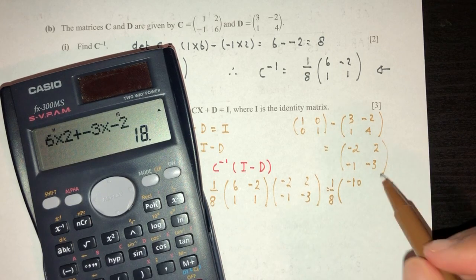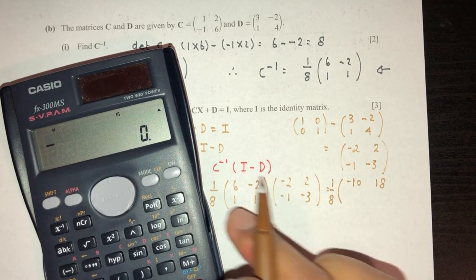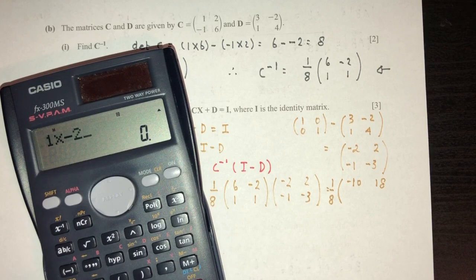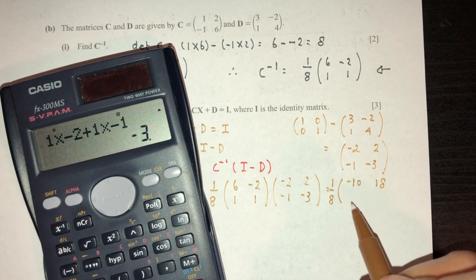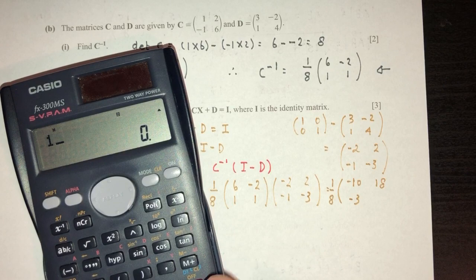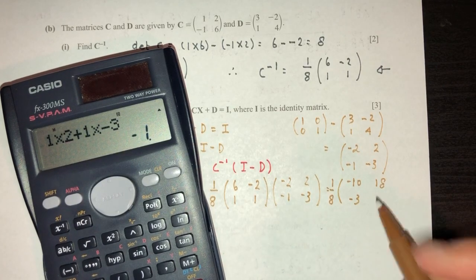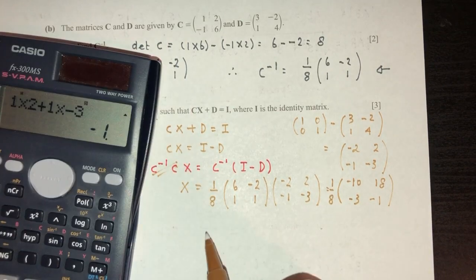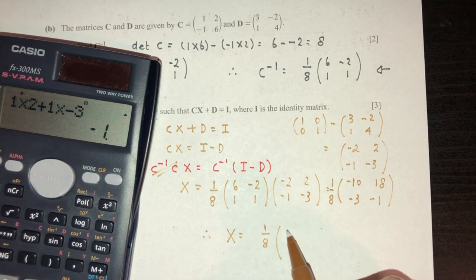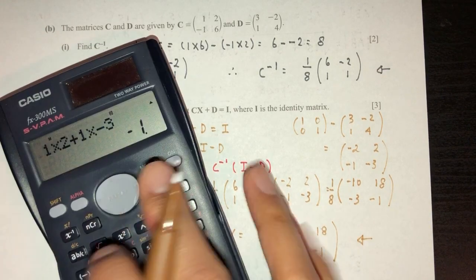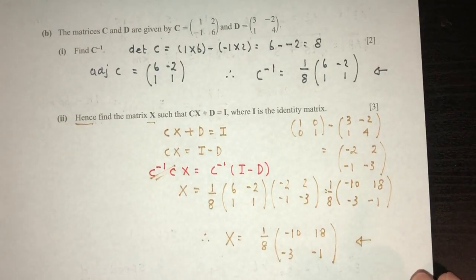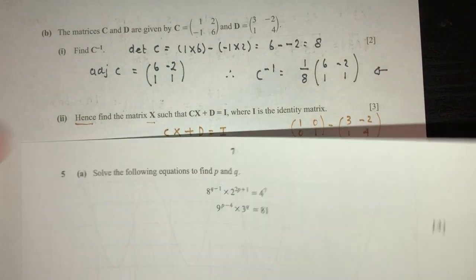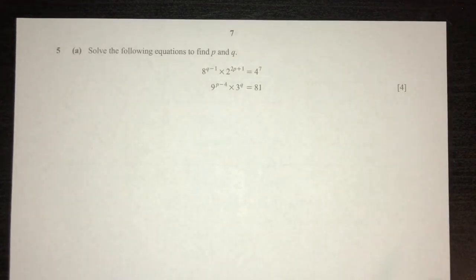Oh, same thing. That'll be 18. And then this one, 1 times minus 2 plus 1 times minus 1. Minus 1. So X is equal to 1 over 8 times minus 10, 18, minus 3, minus 1. This is your value for the matrix X. And that is your question number 4. Now let's move on to question number 5.